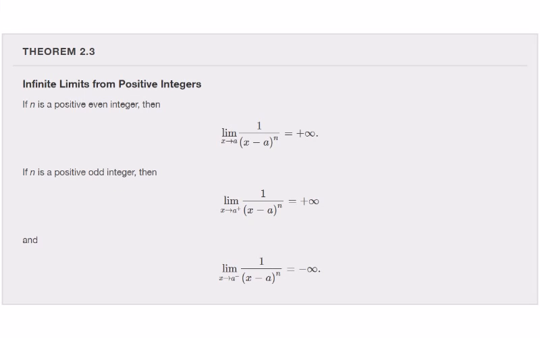And so since we had a positive even integer for n, that means our two-sided limit is going to be positive infinity, right? Because it's going to go to positive infinity on both sides. All right, let's see what happens if we have an odd integer.